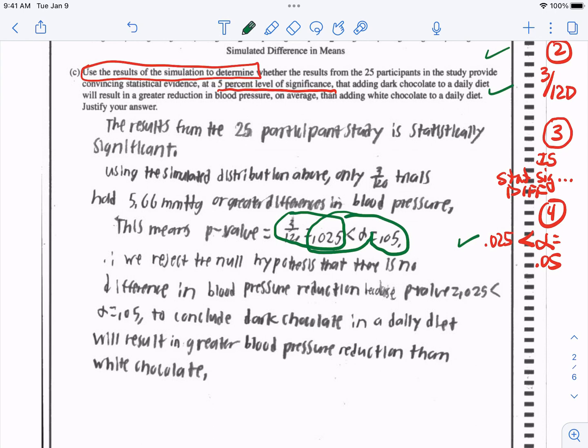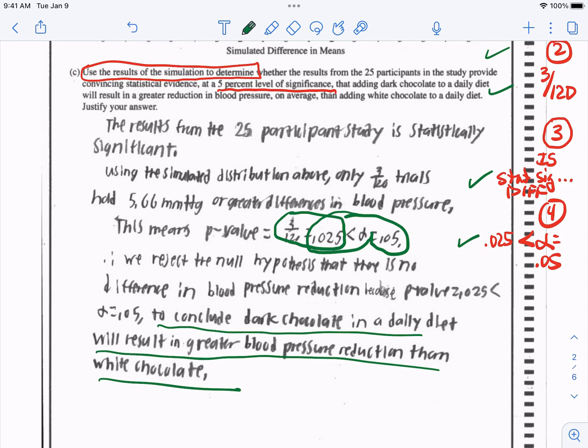And then they said here, if you read, to conclude, the dark chocolate will result in greater blood pressure reduction than white chocolate. So they rejected the null. They kind of set it up as a hypothesis test. But they got the statistical significant difference in there somewhere. And so they were 4 for 4. And so they earned an E on this part. So that's how a student earned EEE, which is an overall score of a 4 on this problem.